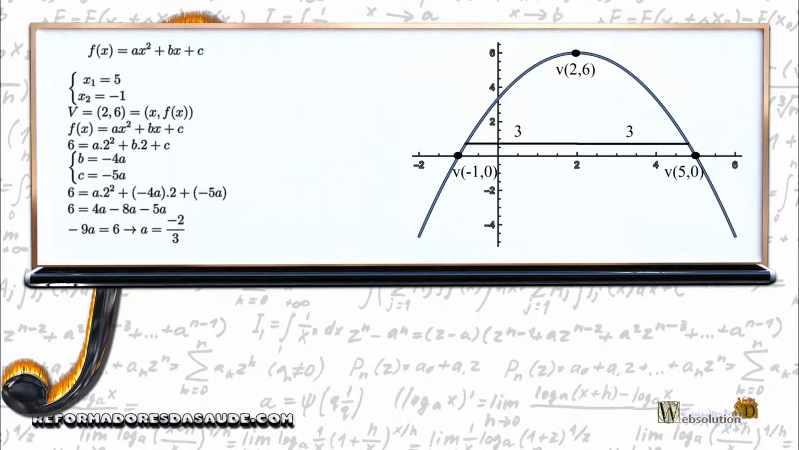Then, adding the values of variable a, it looks like this: minus 9a equal to 6, so a is equal to minus 6 over 9, equal to minus 2 over 3. Now, finally, we find the value of the coefficient a, which is equal to minus 2 over 3.